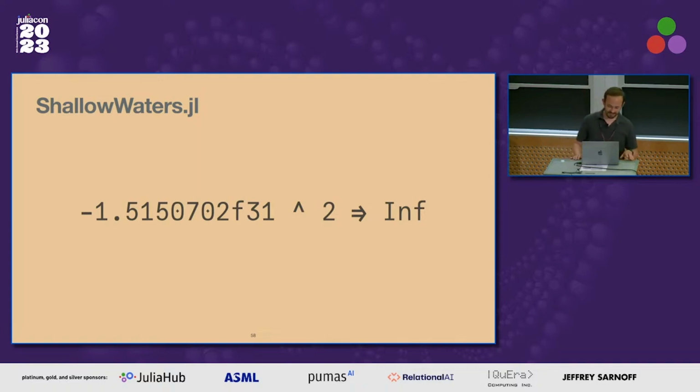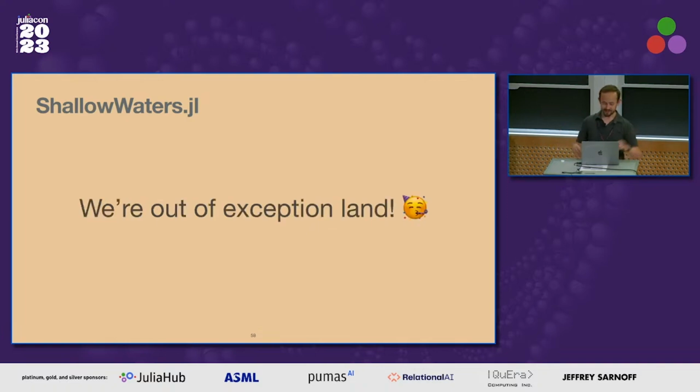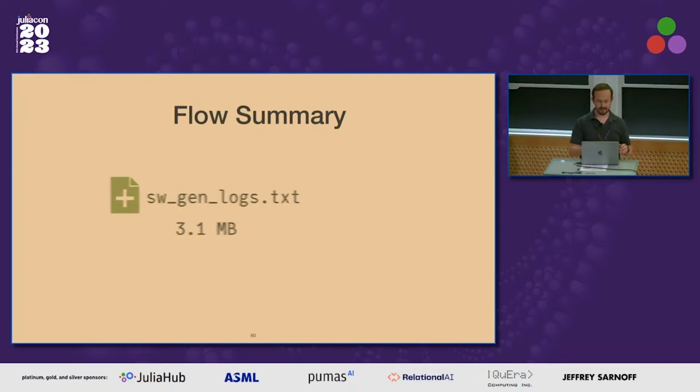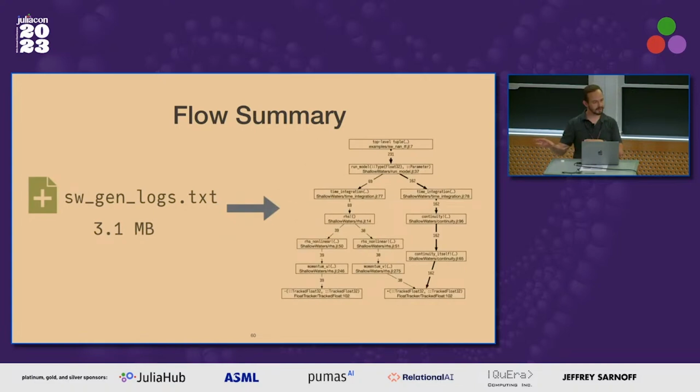And now we're out of exception land. Woohoo! So we've got concrete values that we can hand off to a domain expert now. Float Tracker gave us all these nice logs, and with CSTG, we were able to summarize them very nicely into a glanceable view to help us figure out where those problems were coming from.